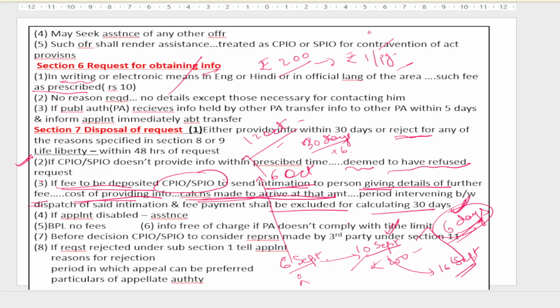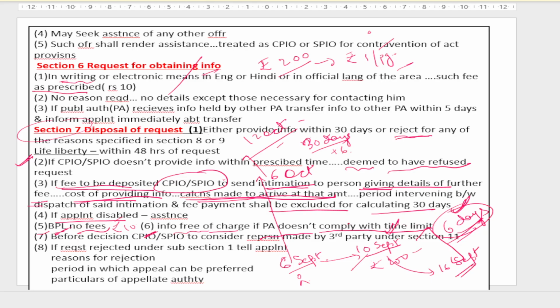Now subsection 4 of section 7 says if the applicant is disabled, then the PIO will render reasonable assistance to the applicant. Subclause 5 of section 7 says that if the applicant is from BPL category, no fees is to be paid. No fees charged from the applicant. No fees means that 10 rupees will be exempted. Also, no other fees will be charged. Then subclause 6 of section 7 says information will be given free of charge if the public authority doesn't comply with the time limit.